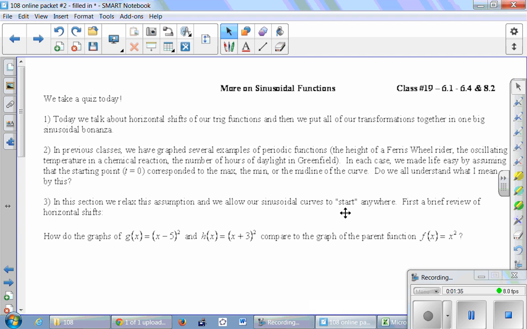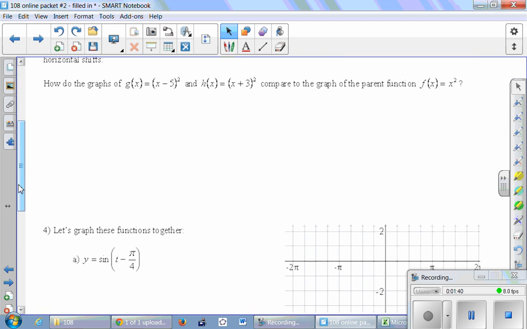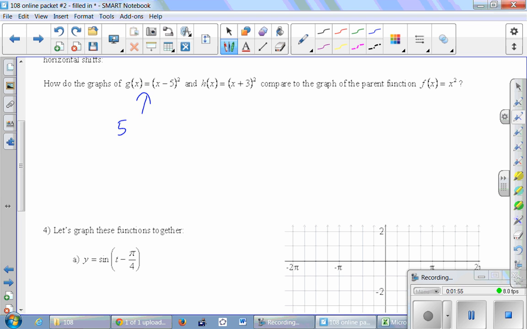By start, I mean where is it on the y-axis? First, a brief review of horizontal shifts. How do the graphs of g of x equals (x minus 5) squared and h of x equals (x plus 3) squared compare to the graph of the parent function f of x equals x squared? So hopefully we know that this graph right here, x minus 5, is 5 units to the right. So you would take your basic parabola x squared and shift it 5 units to the right. And then this one right here with the x plus 3 is actually 3 units to the left.